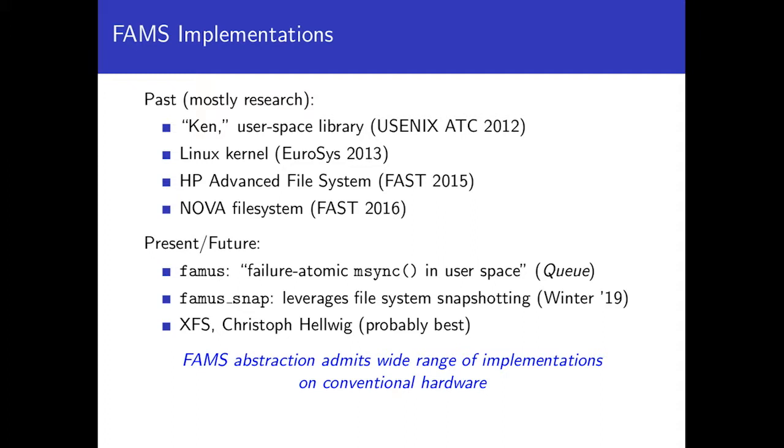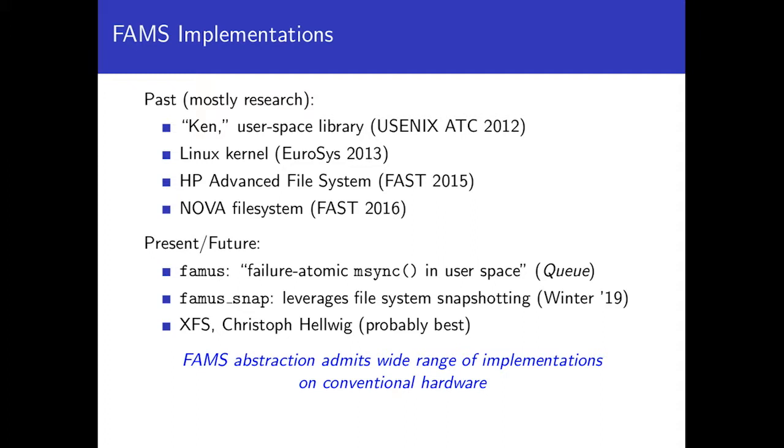Okay? Currently, I'm aware of 3 relatively recent implementations of failure atomic msync. One is called FAMUS, failure atomic msync in userspace. That's available since a few months now. You can grab it from the internet. It's described in the current issue of ACM Queue. There's a variation of FAMUS that is based on file system snapshotting. Christoph told me how to implement failure atomic msync with like 24 lines of code.